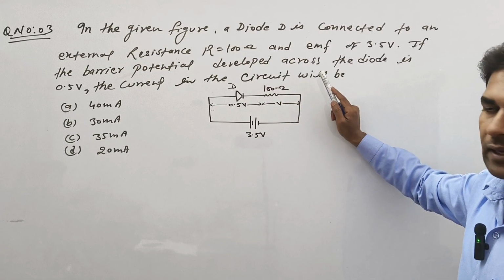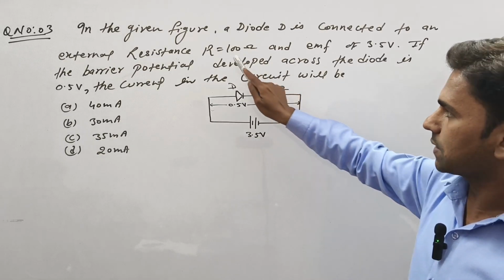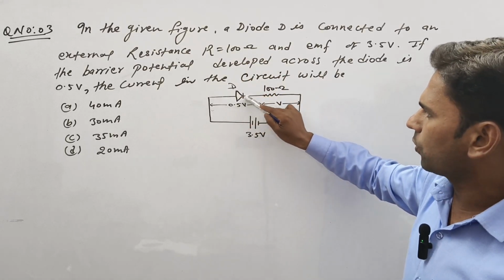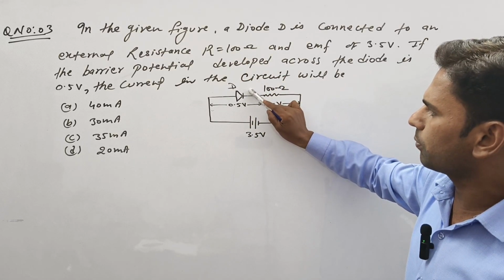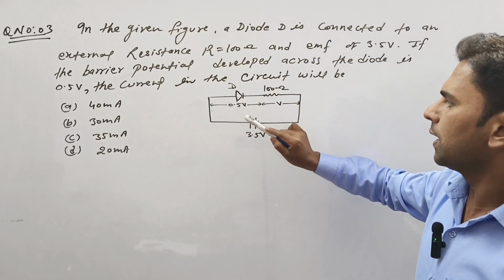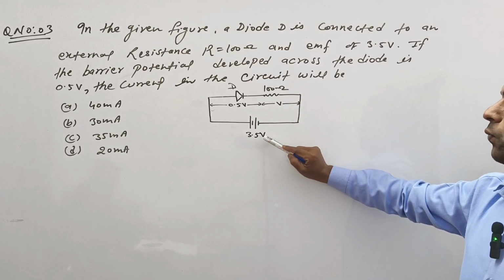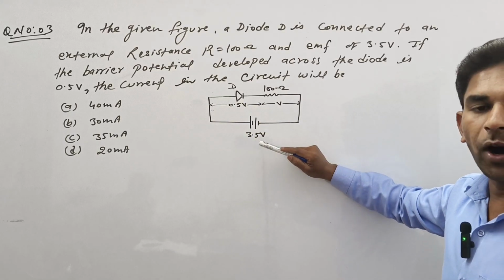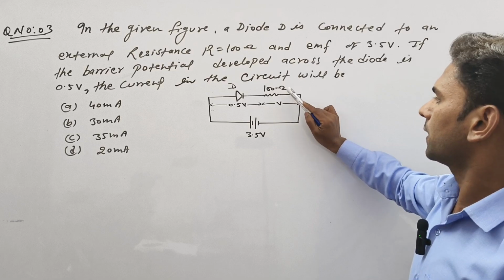What are they telling? They are telling that there is a given 100 ohm resistance and a diode D, where the potential barrier is 0.5 volt. If you apply 3.5 volt across this circuit, then what is the amount of current flowing in this circuit?